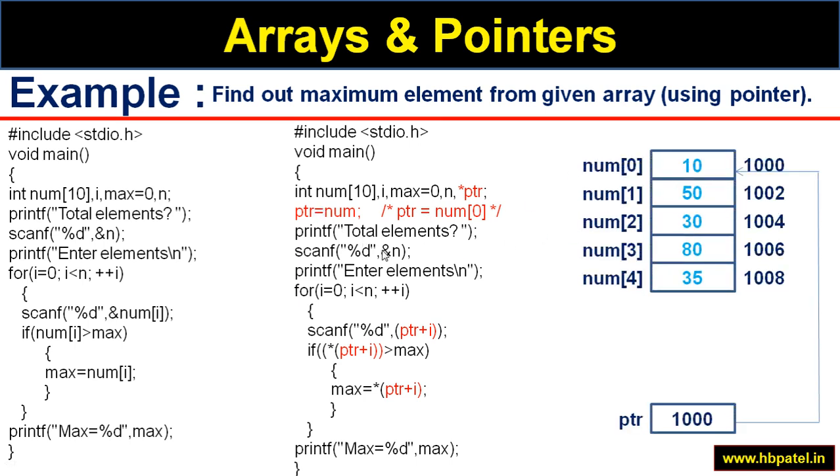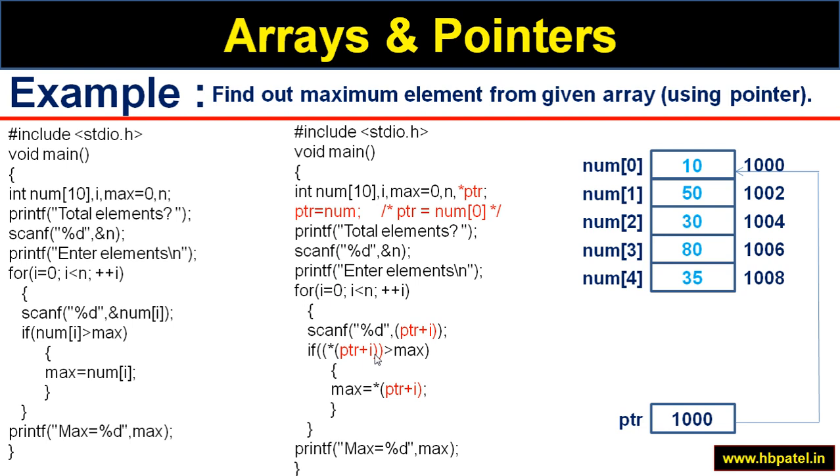So total elements is 5, and then I read. Now instead of scanf percentage d ampersand num[0], where num[0]'s address is, let's say, 1000, it is ptr. So I can have scanf percentage d ptr plus i. What is i? i is 0. So ptr plus 0 is ptr, and ptr is 1000. Whether you write scanf percentage d ptr, you are going to read something on 1000, or you can have scanf percentage d ampersand num[0], and ampersand num[0] is again 1000. So both the things are same.